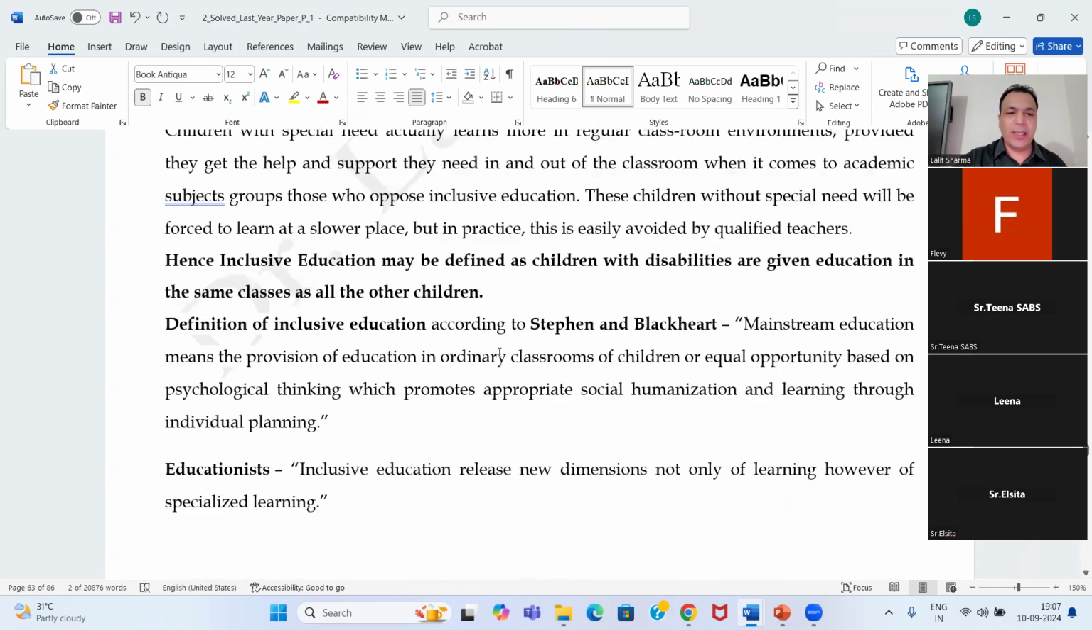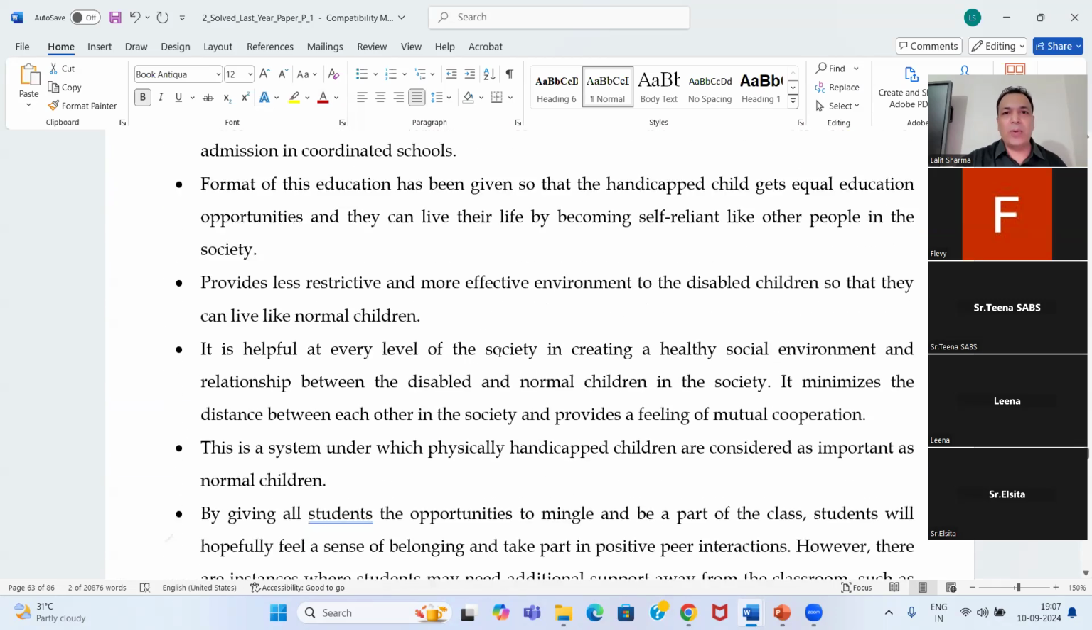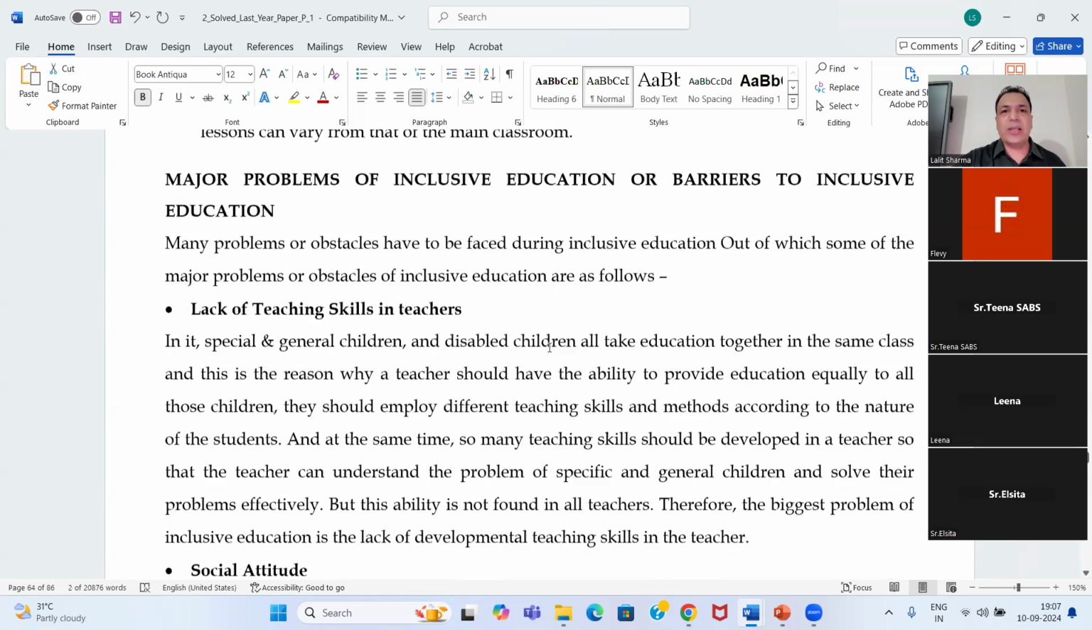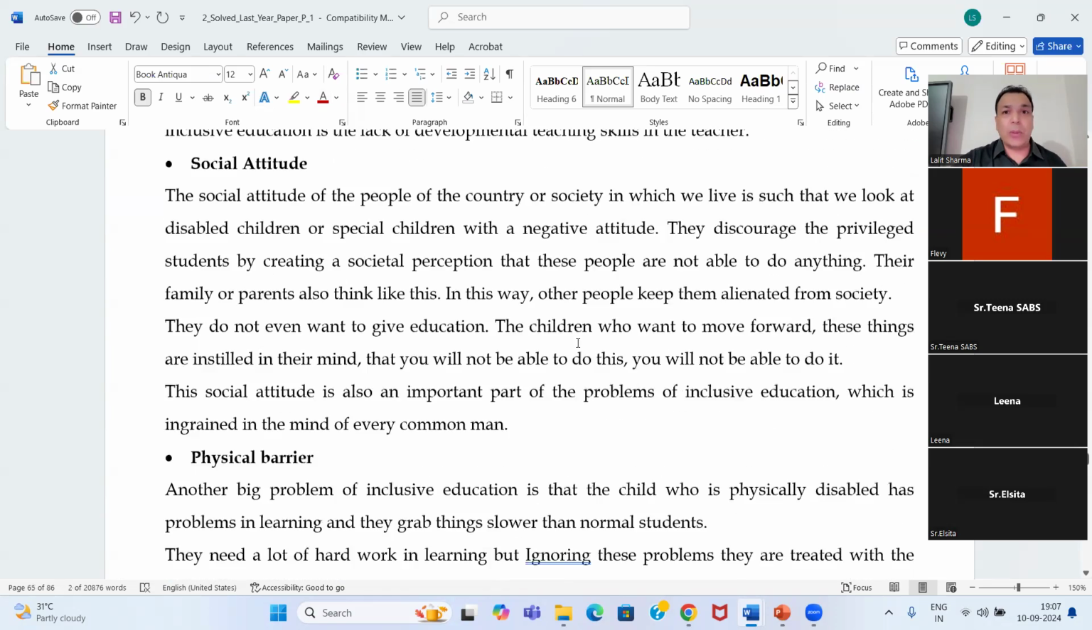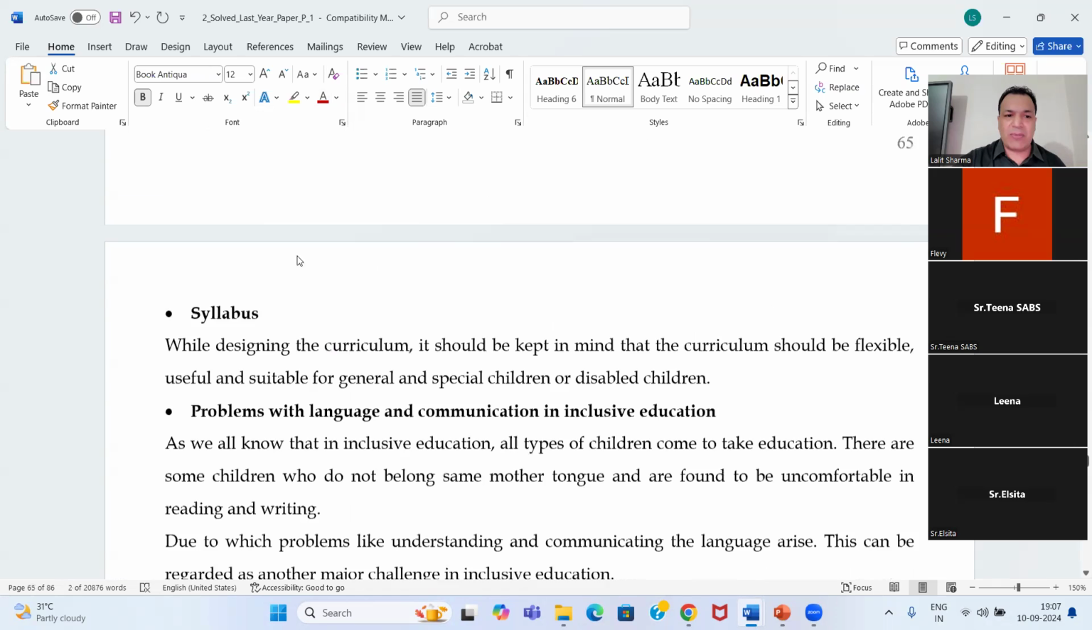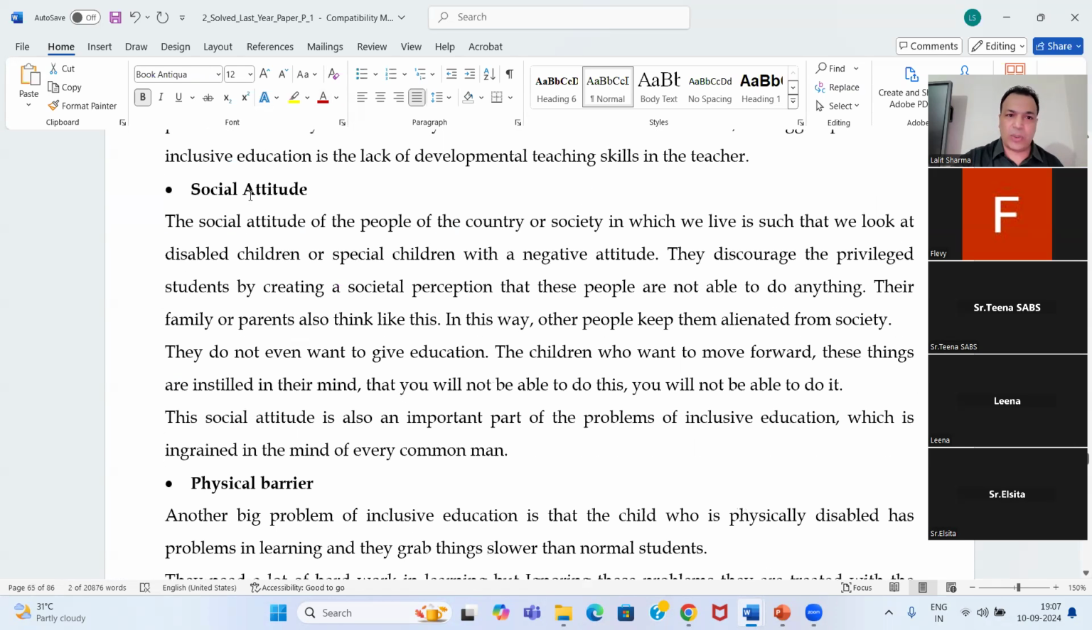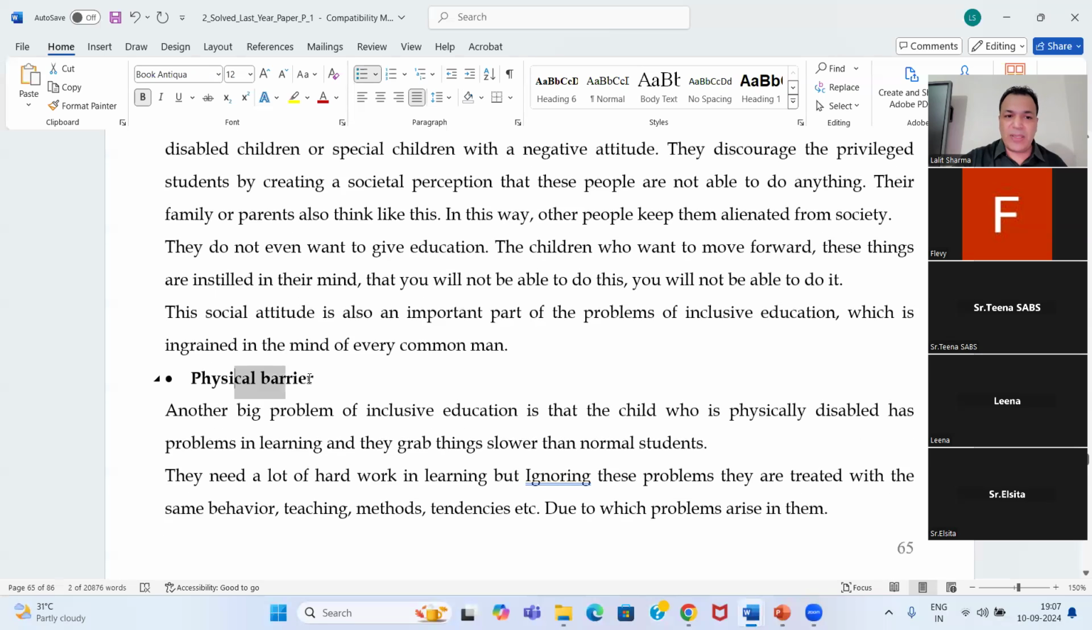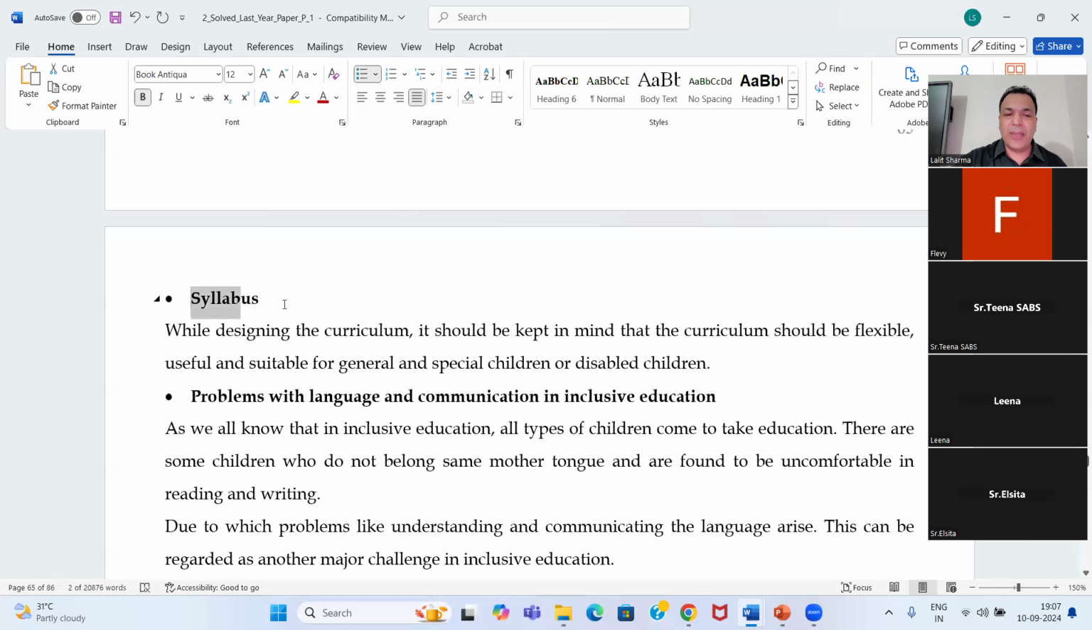Don't worry. So here you have to talk about inclusive education, then the barriers of inclusive education, physical barriers. Look, all the points have come. Social attitude was there, right, in unit 4. Social attitude, physical barriers, these are all barriers for inclusive education. Syllabus is also a barrier. If any stakeholder makes a very difficult syllabus, this is also a barrier.